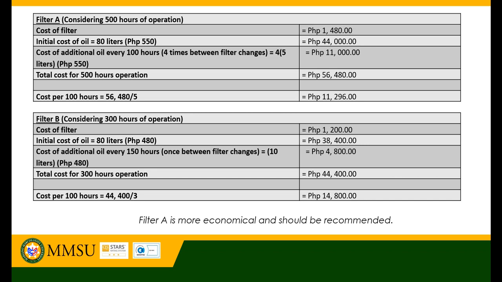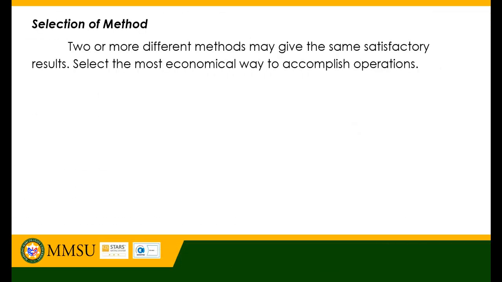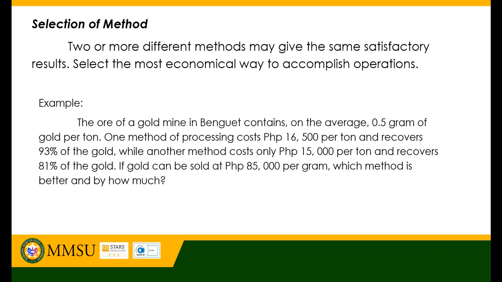Okay, next. So selection ng material yung una. Another situation is selection of method. So two or more different methods may give the same satisfactory results. So same yung result. Anong pipiliin natin na method? Select the most economical way to accomplish the operation. Siyempre, pag cost ang pinag-uusapan, you select the method that gives you the least cost. Example.